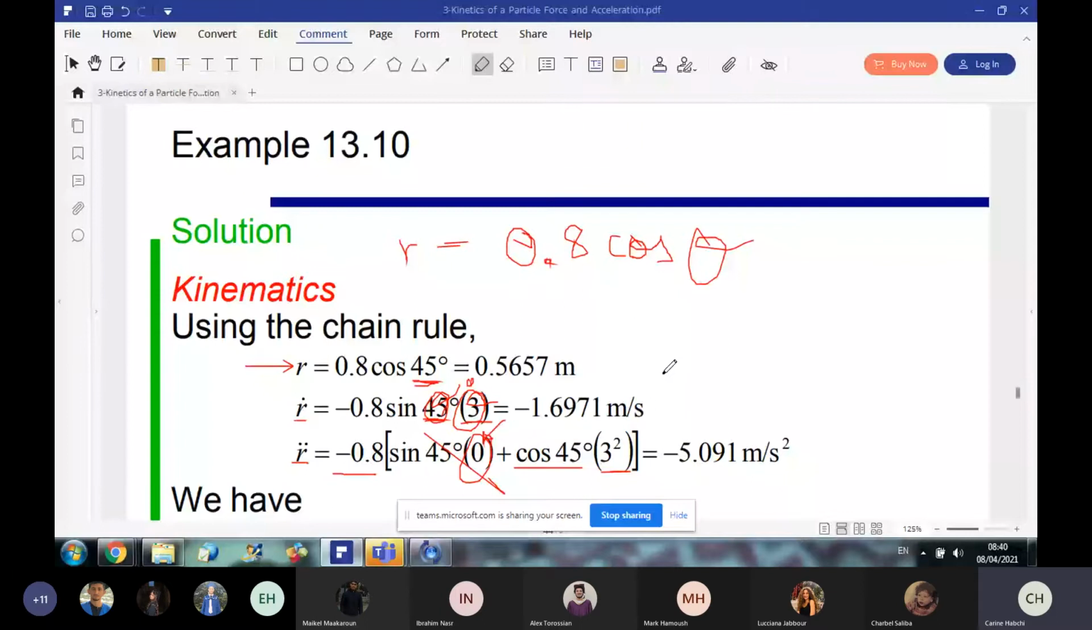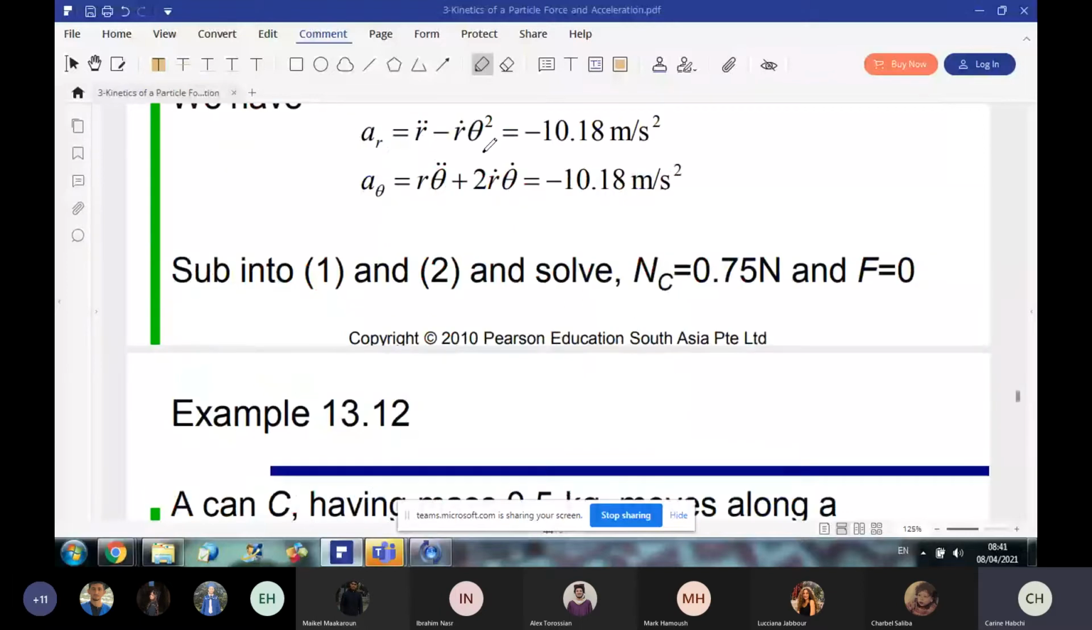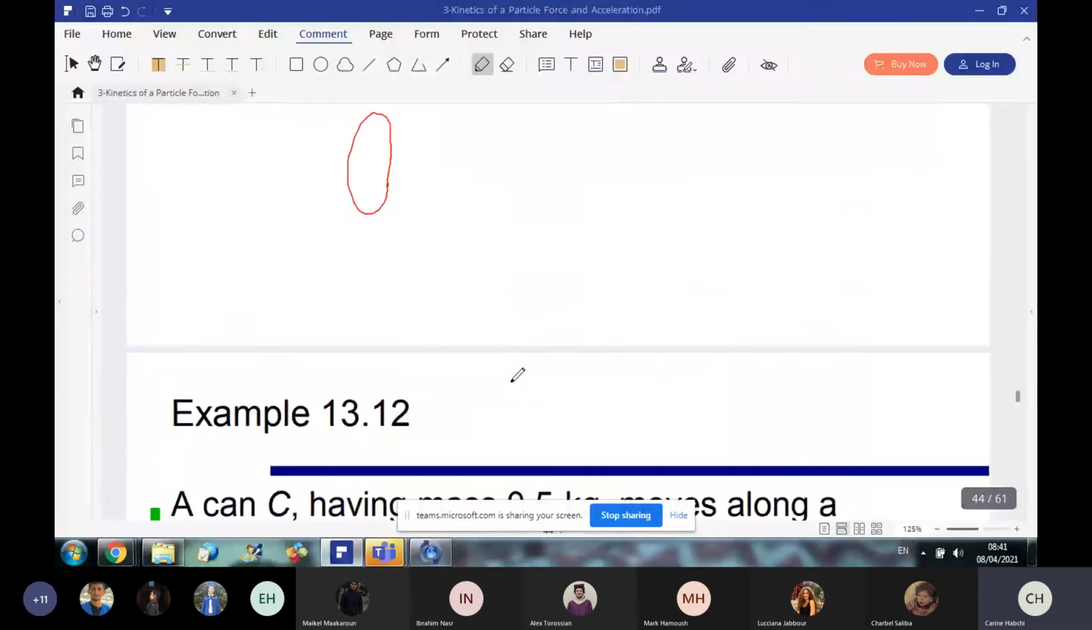We know that a_r is given by r double dot minus r theta dot squared. So all we have to do is replace the values of r double dot, r dot and theta dot in a_r. And for a_theta, it is r theta double dot plus 2 r dot theta dot. So also by numerical replacement, we can get the value of a_theta. Once we have the values of a_r and a_theta, now we can move to our system. We can go back to our system and calculate the value of the force.